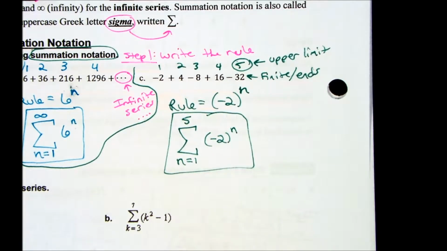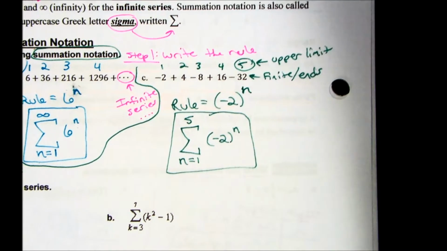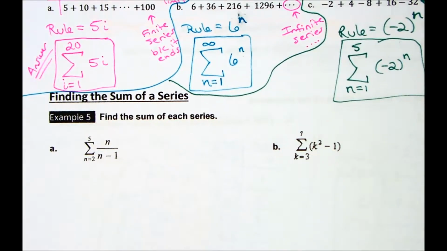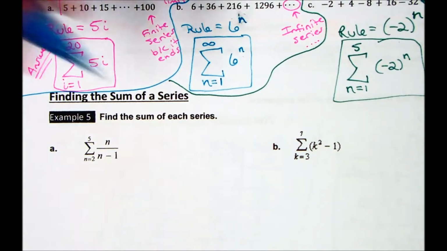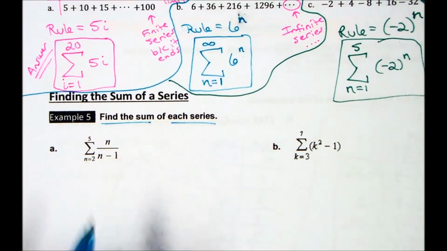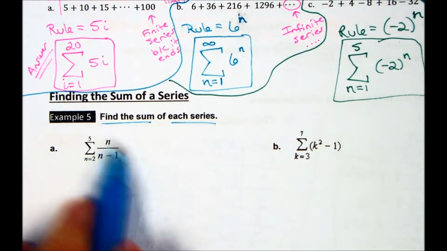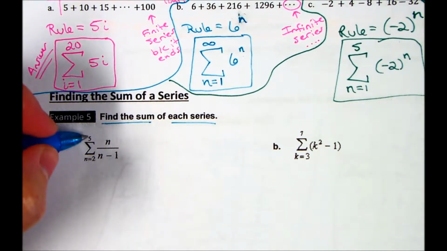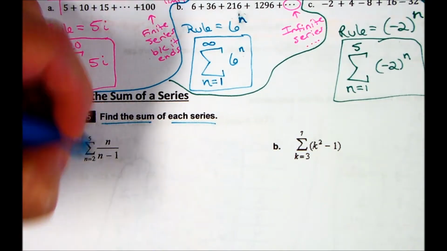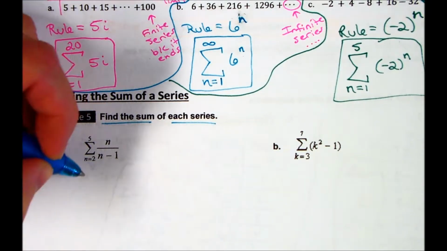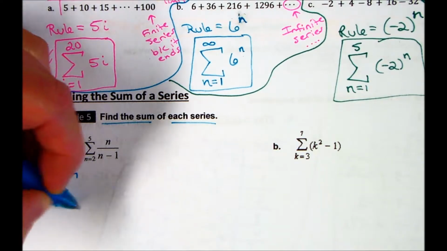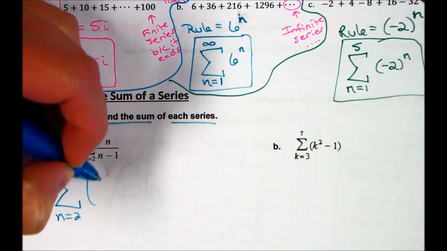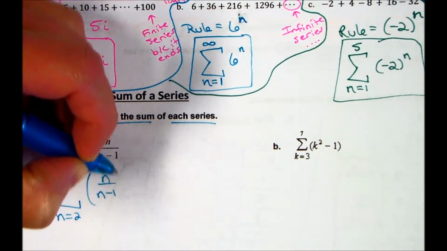All right, moving on. Example 5. The next thing that you're going to be doing is finding the sum of a series. So what's unique here is now they're giving you the summation notation. They're telling you what your lower limit is, what your upper limit is, and this is basically your rule. So let me write this a little bit bigger so we can point out the different pieces of this thing.